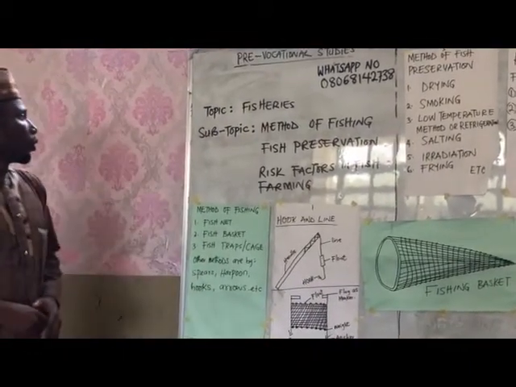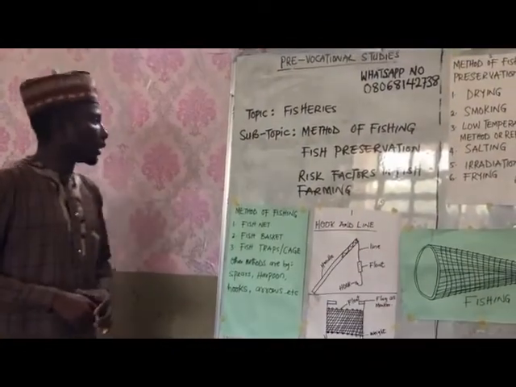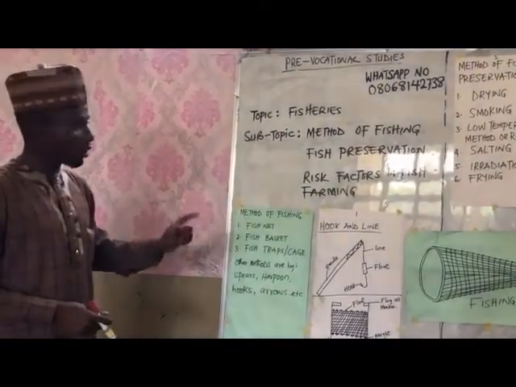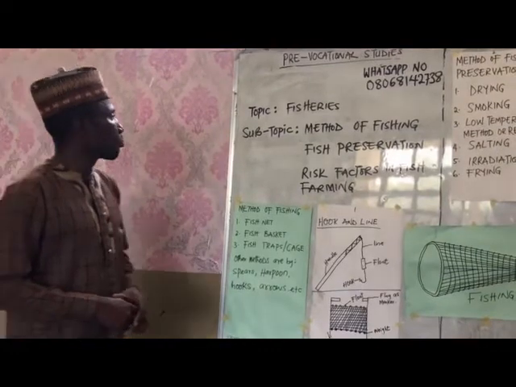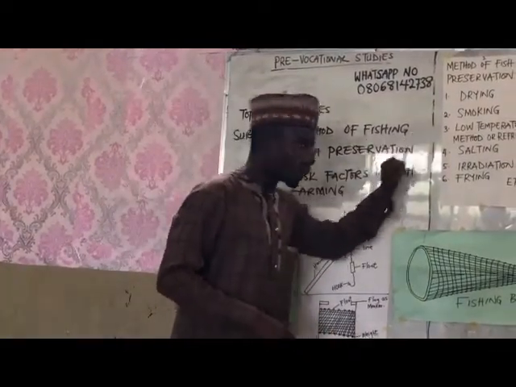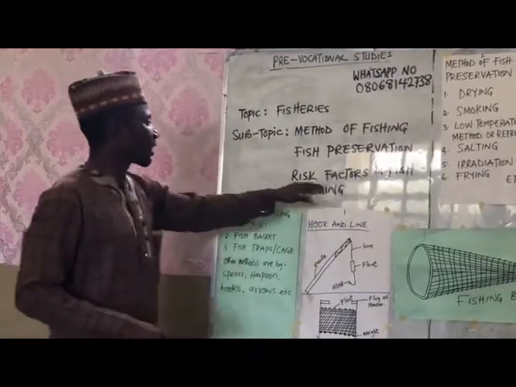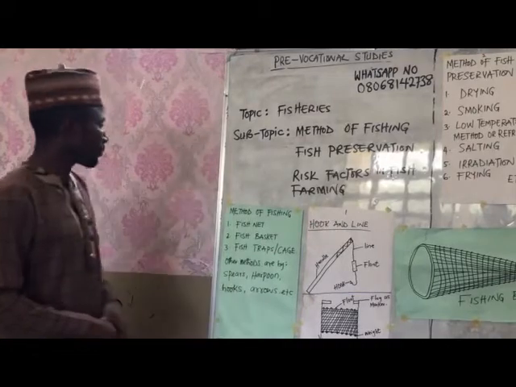So we are going to continue from where we stopped in our second class. This is the third lesson. Method of fishing. We want to look at method of fishing, fish preservation, and risk factors in fish farming.